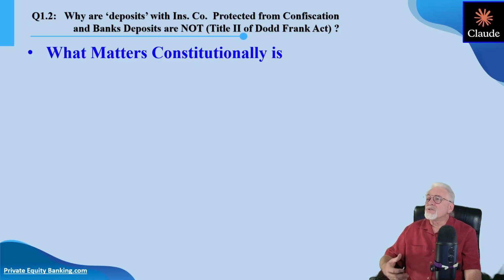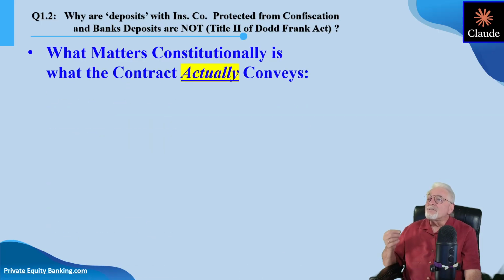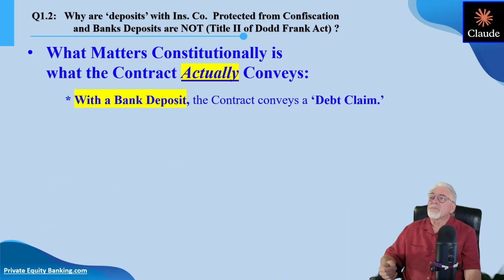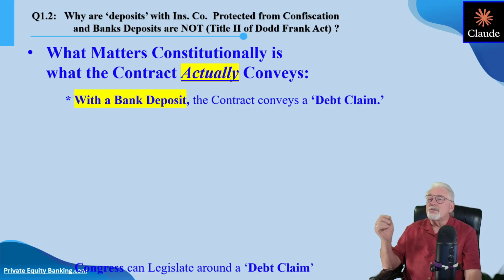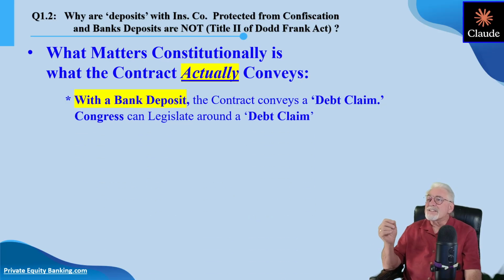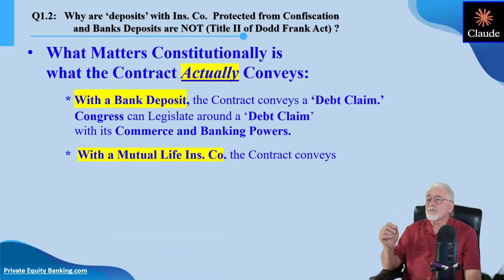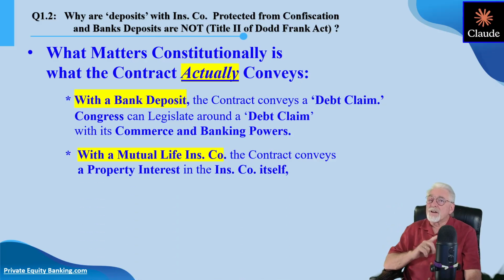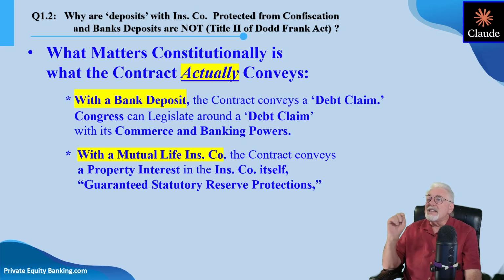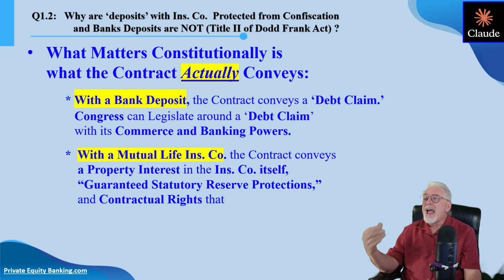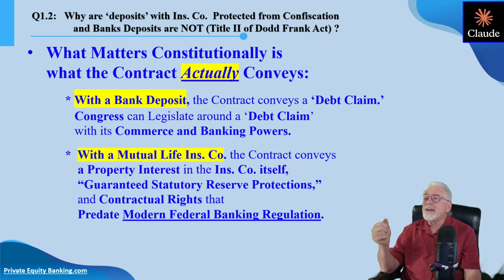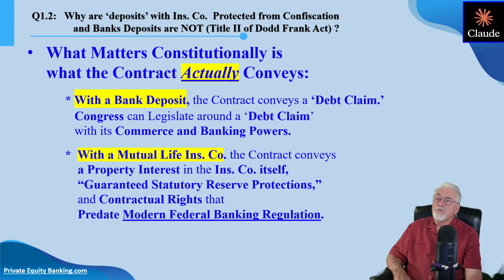What matters constitutionally is what the contract actually conveys. With a bank deposit, a contract conveys a debt claim. We've talked about this. Congress can legislate around a debt claim with its commerce and banking powers. With a mutual life company, the contract conveys a property interest in an insurance company itself, guaranteed statutory reserve protection, and contractual rights that predate modern federal banking regulation.